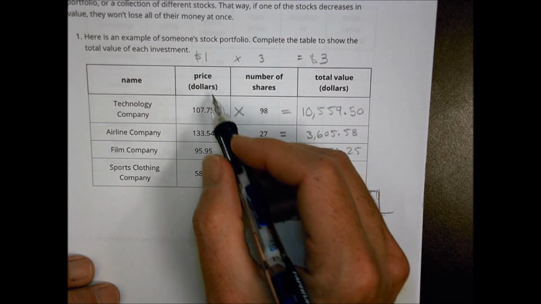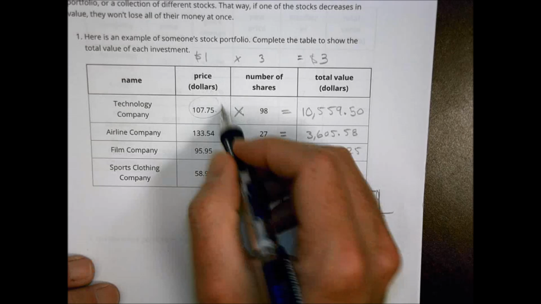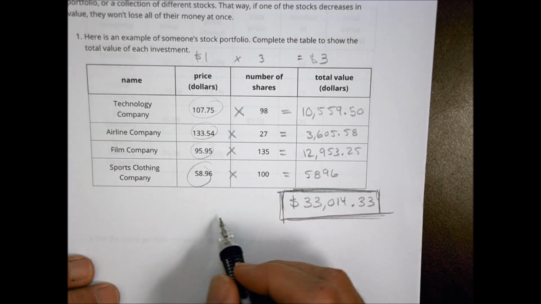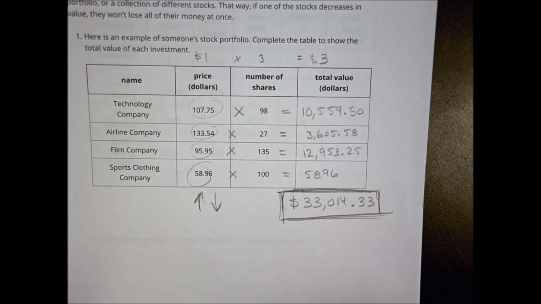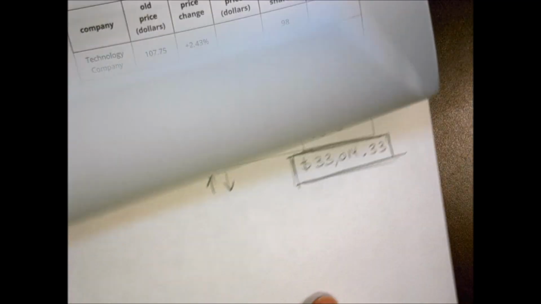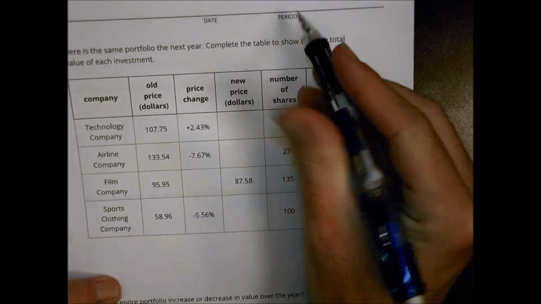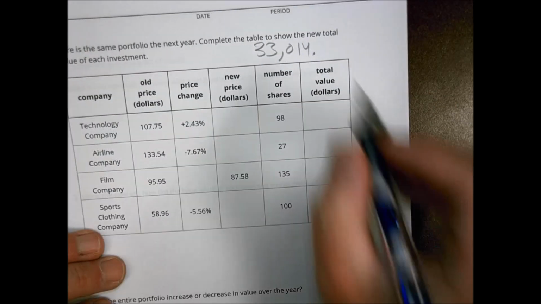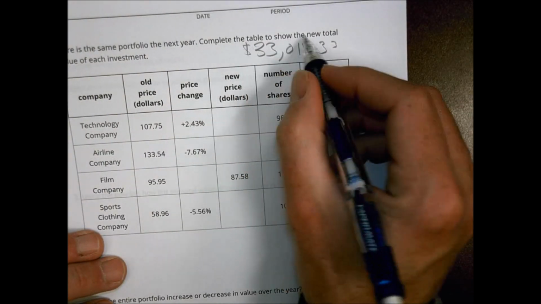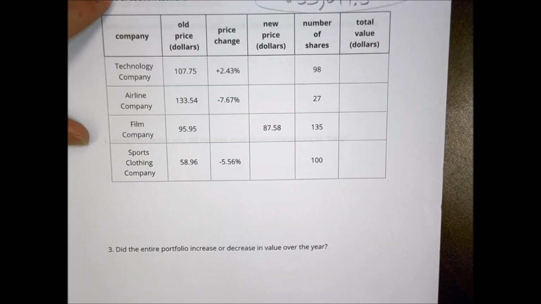Okay, because the value of the share price is going to go up or down depending upon how the stock market works and if people like it or don't like it. So let's go to the next year. You've invested $33,014.33. We started with $33,014.33, and that's what we invested to start with. And let's see what happens in the next year.